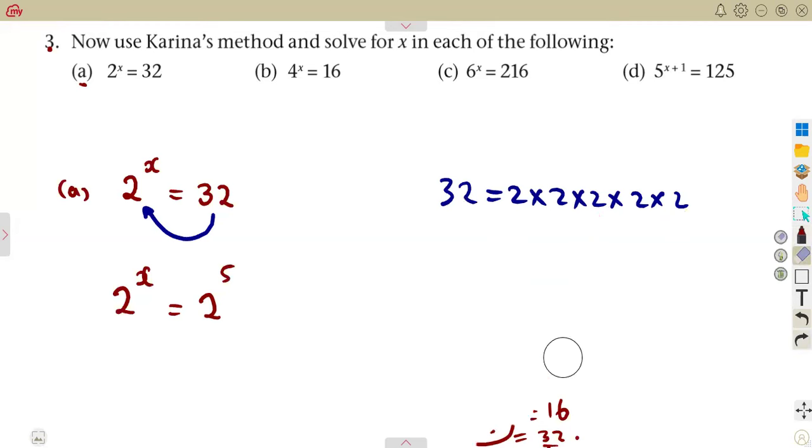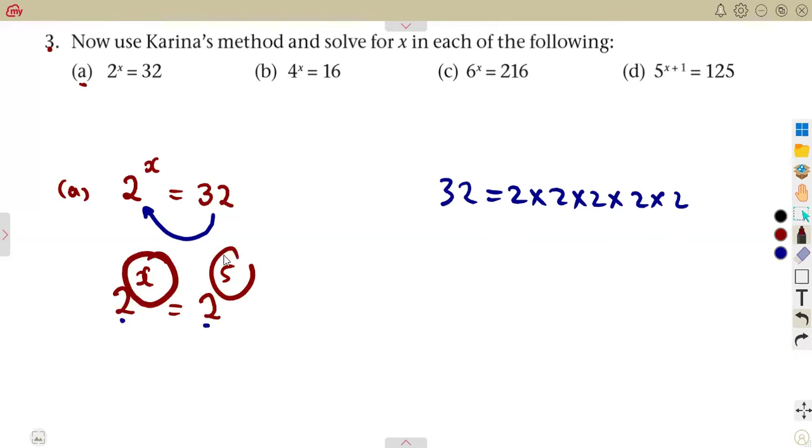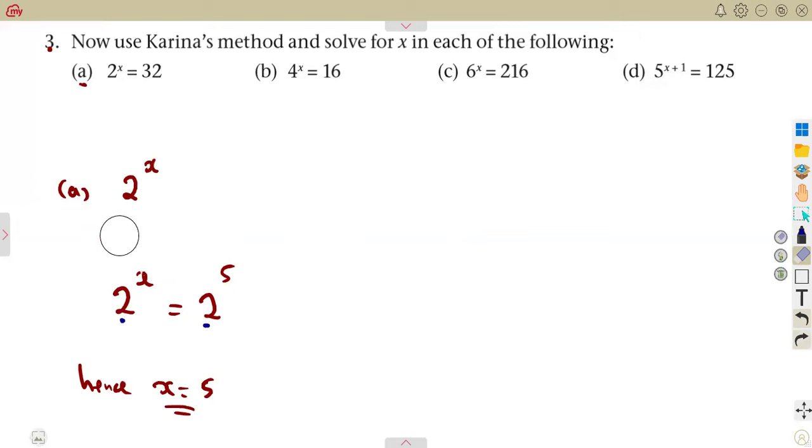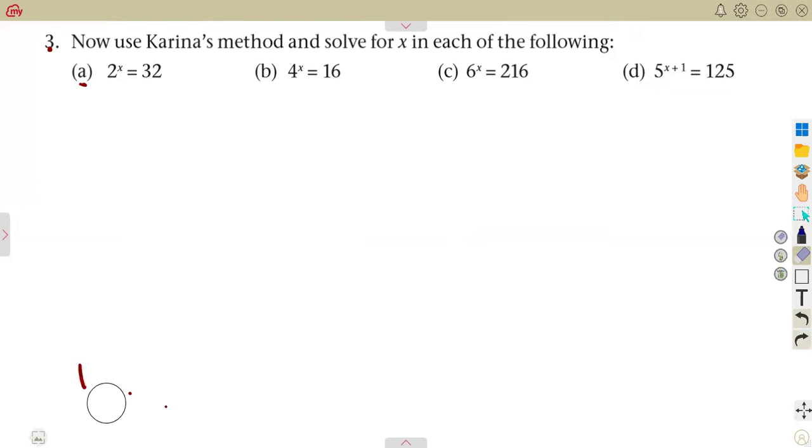The moment we see that the base of 2 and the base of 2 are the same, our exponents are also the same. So hence, x is equal to 5. Just like that. The powers, the exponents, will be the same. So that is the condition that you can use, and you can even check and see that is exactly the value of x that you need.